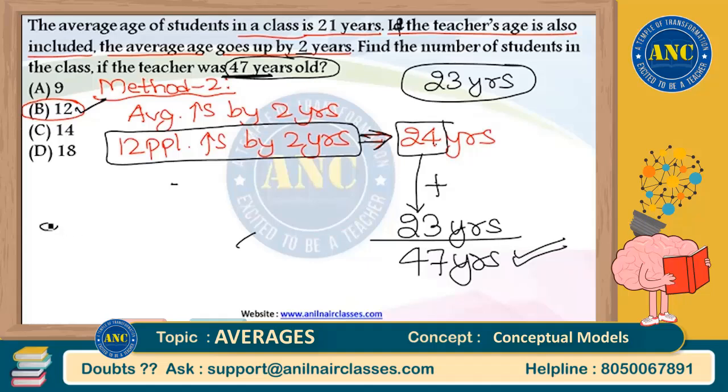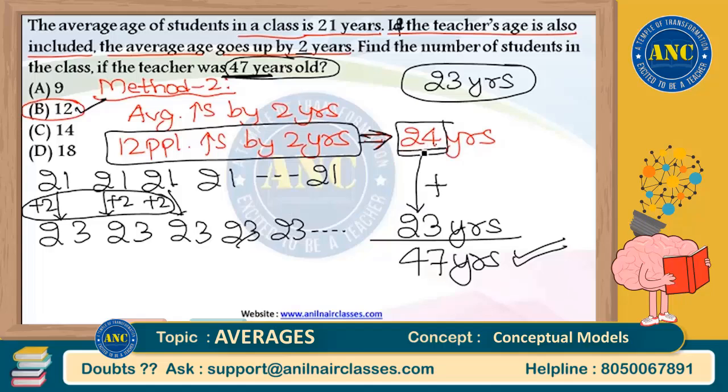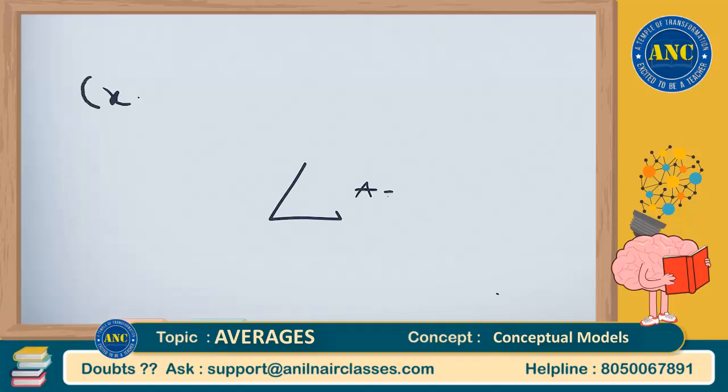That means all the 12 students will become 23, 23, 23, and so on. Earlier they were 21, 21, 21, 21. Now this becomes 23, 2 years. This becomes 23, 2 years. Like that, 12 people will give 2 years each. 2 years each means it becomes 24 years. Give it to the teacher. So it is 24 plus 23, 47.